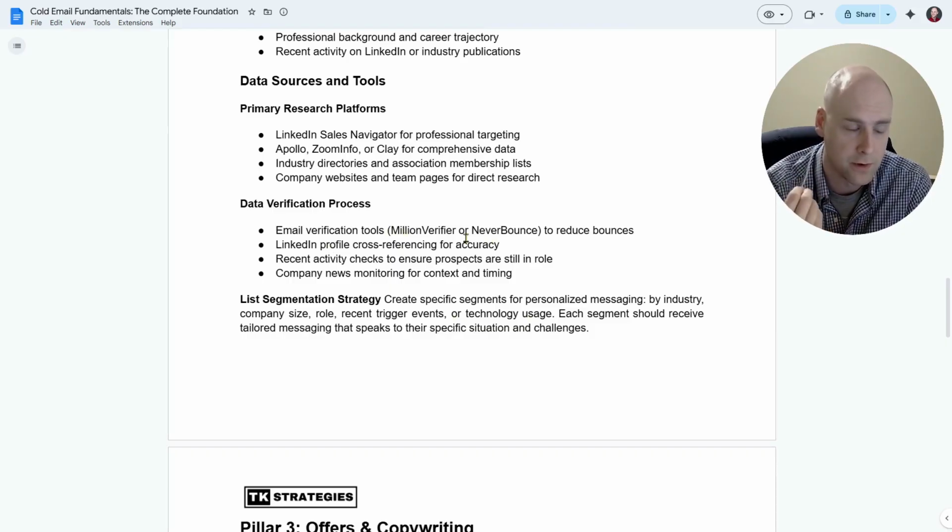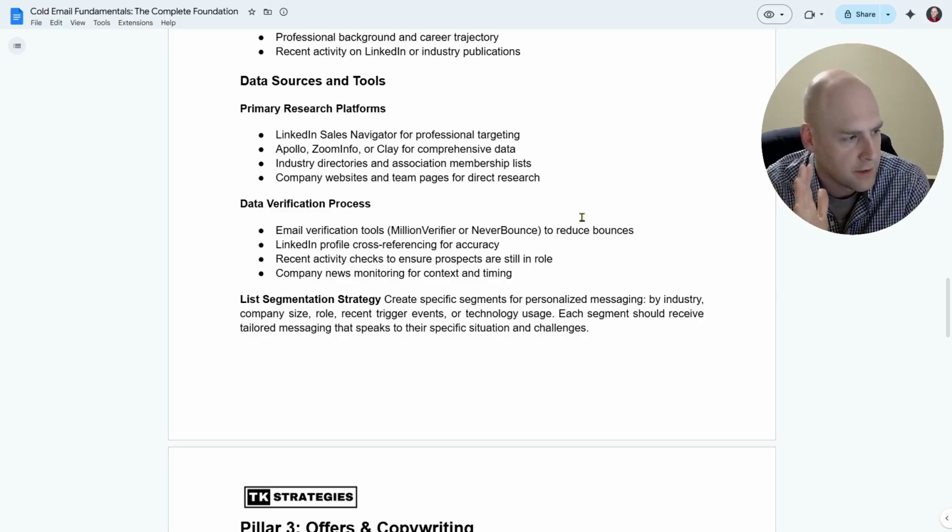I personally use Million Verifier, which does a great job. Only use the good emails, so it'll give you the emails that are good, the emails that are bad. It'll also provide catch-all emails. Just use the good ones, and then you can use LinkedIn profiles to cross reference your leads for accuracy.